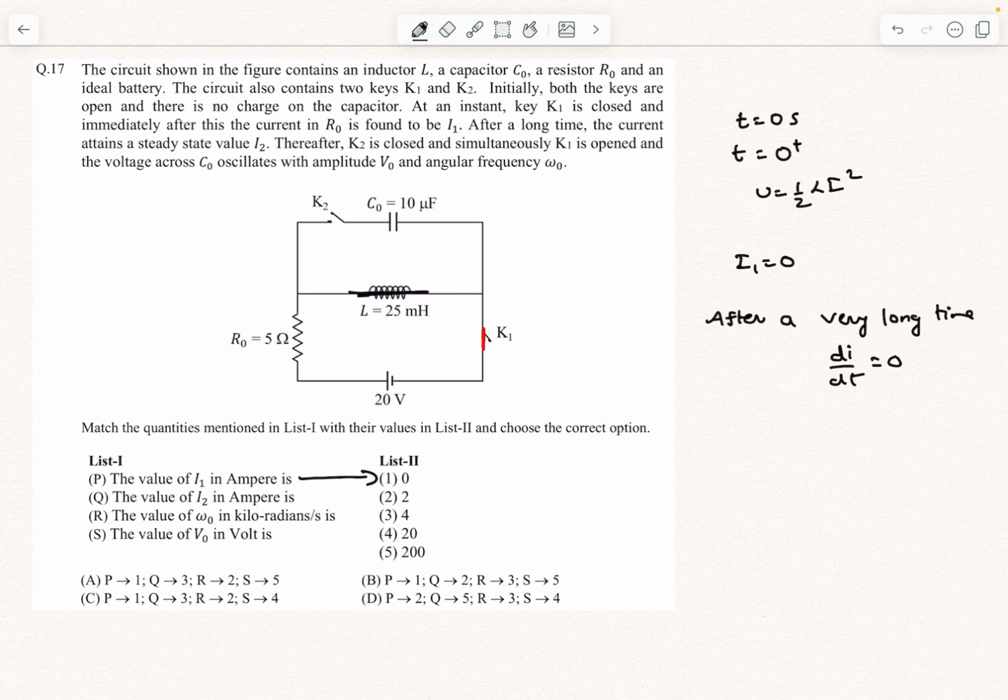After treating this like a short circuit, the current I2 you can simply find using Ohm's law. It will be 20 by 5, which is 4 amperes. So I2 matches with 3. The value of I2 is 4 amperes.